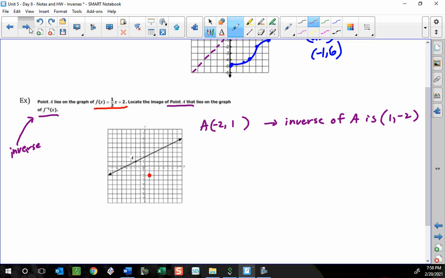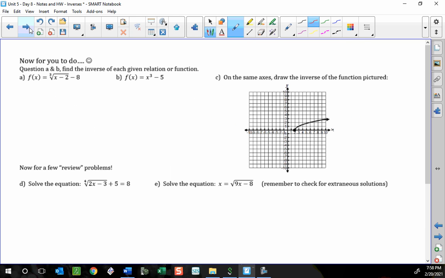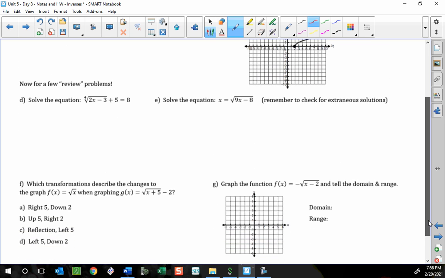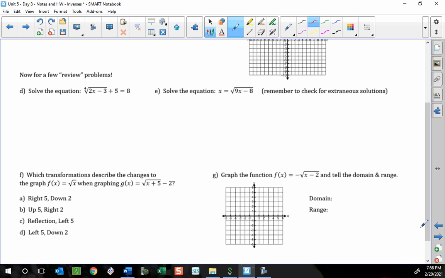All right, so your job is to do these problems on this page. You got a couple inverses to find. You have a graph to do the inverse of, and then down here, I have just a few old review problems, a couple equations to solve like you did in your homework last night. And then I got a graph, tell me about the transformations, you know, up, down, left, right, like when you go from here to here, what are the movements? And then this one here, I want you to graph that. Remember, you can use Desmos if you want, or you can probably just graph it. And tell me the domain and range.